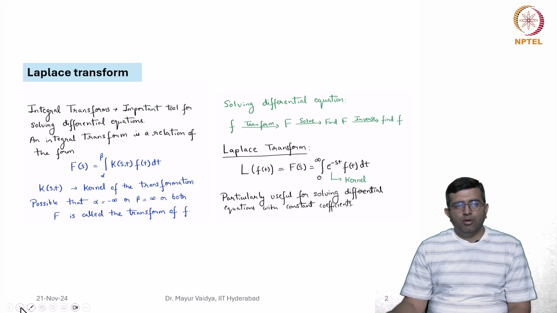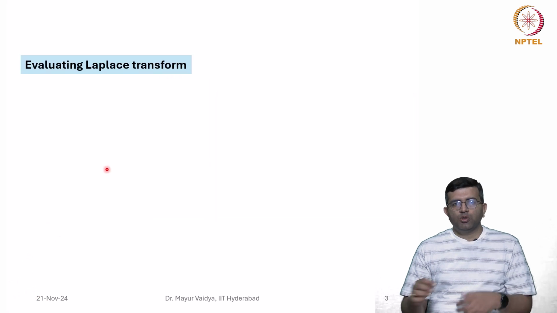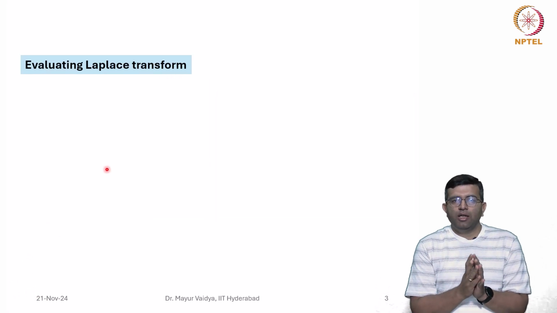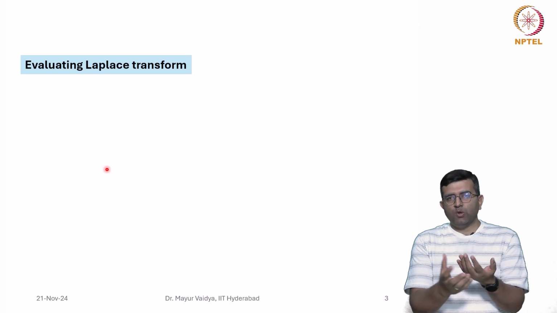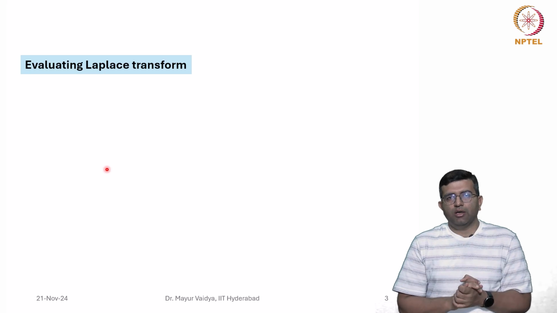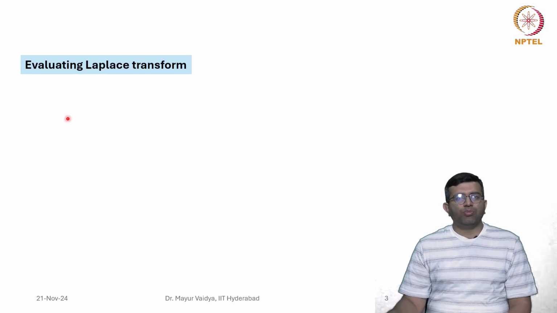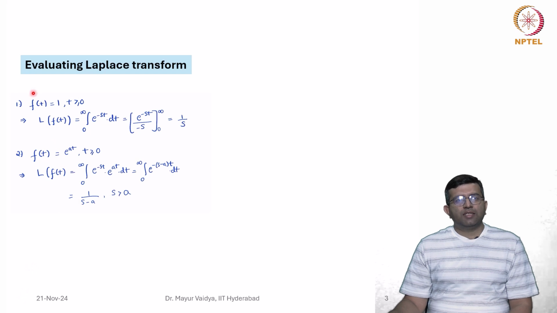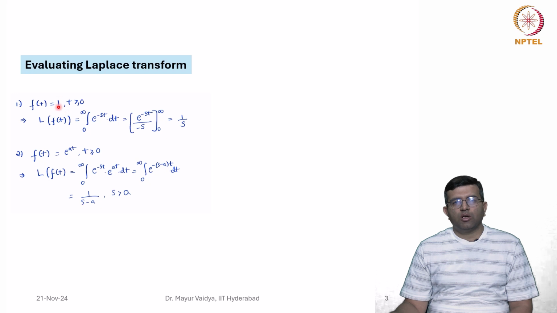Then let me show you some examples on how to evaluate the Laplace transform. Basically, it involves solving integrals. Some of the concepts of solving integrals we have already covered in lecture 2. Let us take one example where f of t is the simplest function you can imagine, a constant function equal to 1. So f of t is 1 where t is greater than or equal to 0. Then the Laplace transform of f of t can be written as integral from 0 to infinity of e power minus st.